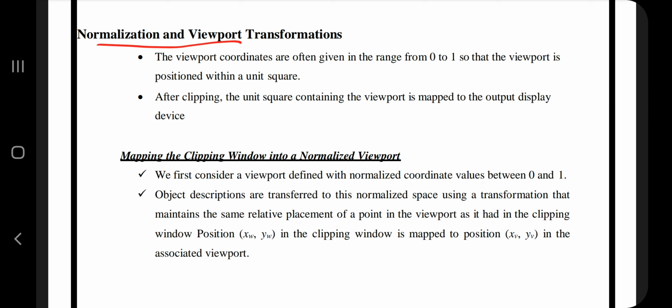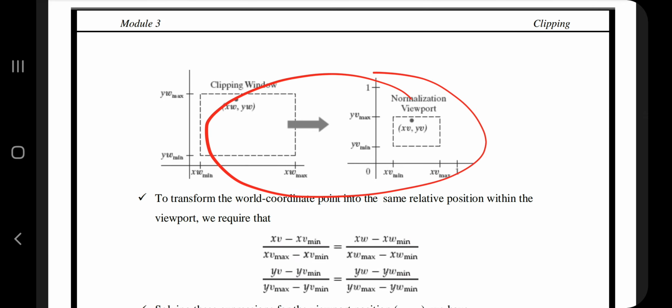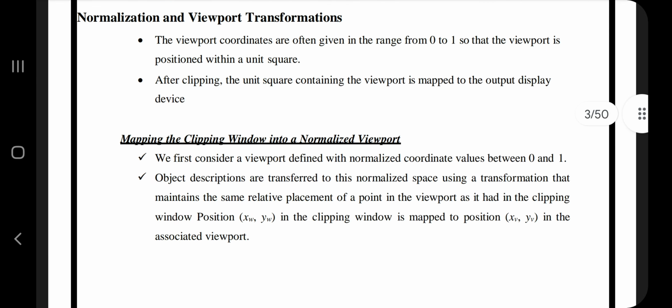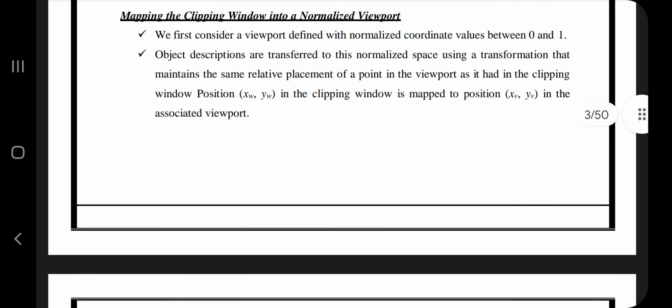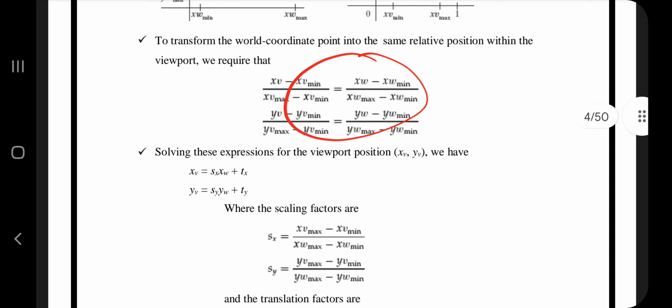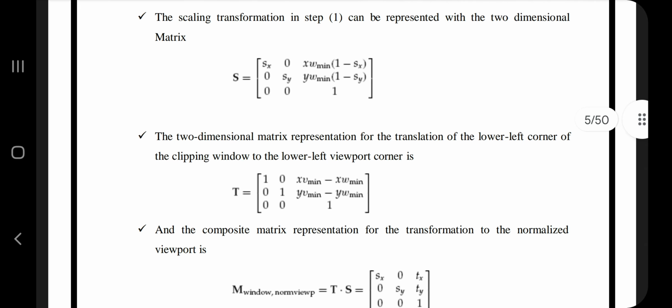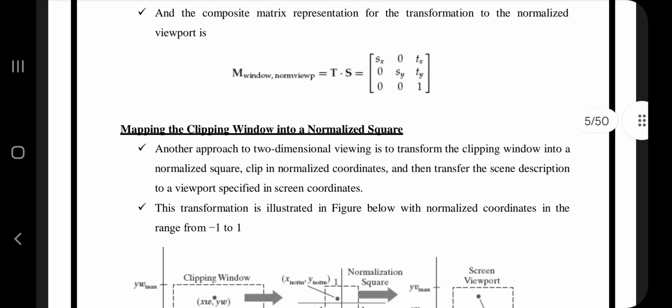In normalization and viewport transformation, there are two matrix values. This one is for the normalized mapping. See here, mapping the window to a normalized viewport. Okay, so we are normalizing from a clipping window to a normalized viewport, and if you can remember these equations as well as the matrix values, these three matrix values, scaling and translation, and translation and scaling together, if you can write these, you can expect more marks rather than missing them.